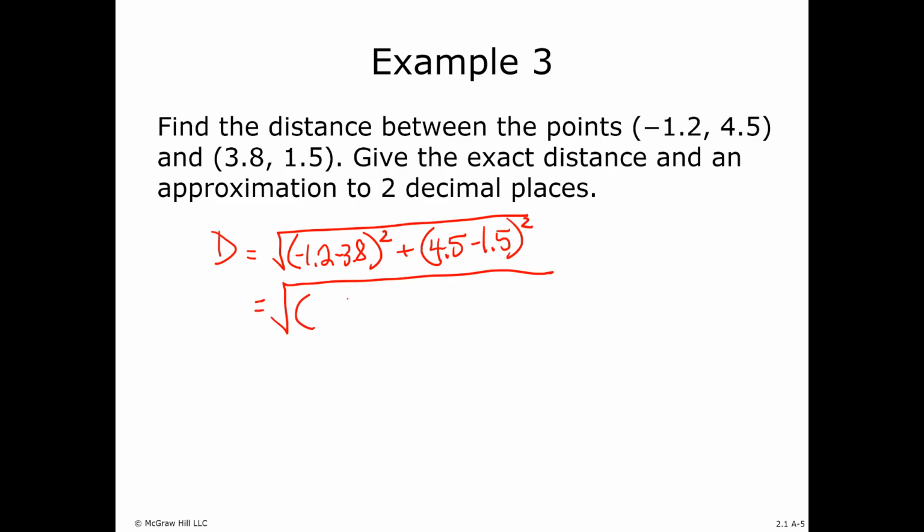You get 25, and then 4.5 minus 1.5 is 3, so that would be 9 when you square it. So you're going to have the square root of 34, and 34 is 17 times 2, so you can't reduce that. That's the exact answer. And then if you punch that into your calculator, the square root of 34 is going to be about 5.83.